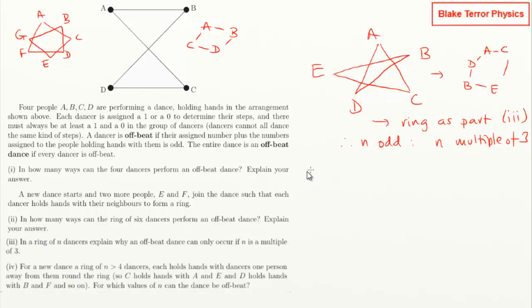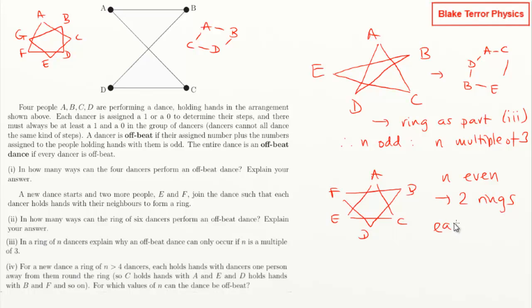What if n was even? So say we had 6, A, B, C, D, E, F. A would go with those 2, C would go, oh, we just get 2 rings. And we'd have the same if n is even, we're going to get that every time, aren't we? Because we're just going 2 round. We'll end up back at A once we've done 1 loop, but we've missed out half of them. That leads to 2 rings. Each will have to be a multiple of 3.